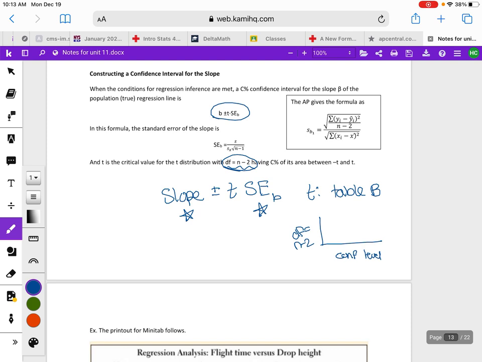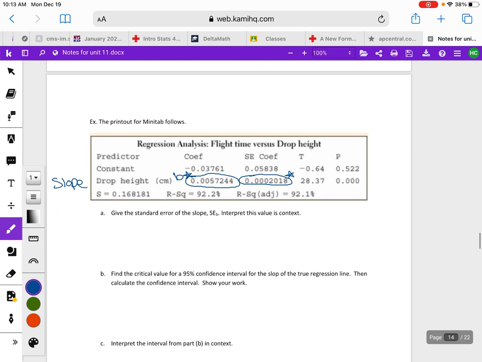Oh, and by the way, why t? Because when you're constructing a slope, it's an average. It's an average between all of the points that are there. So that's why we always go with t, because it goes back to your means thing. Okay, so the standard error of the slope, again, would be that answer right there.